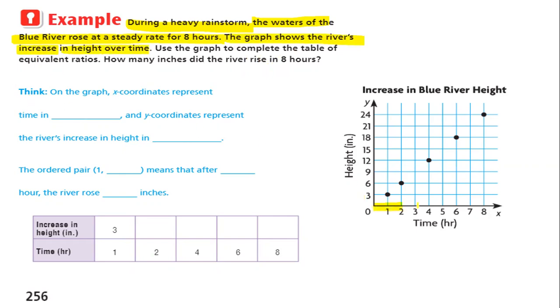The graph here, x-axis represents the time in hours, and y-axis represents the height of the water in inches. Use the graph to complete the table of equivalent ratios. How many inches did the river rise in 8 hours?